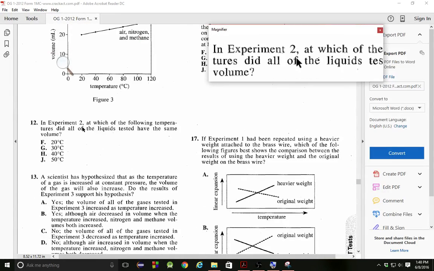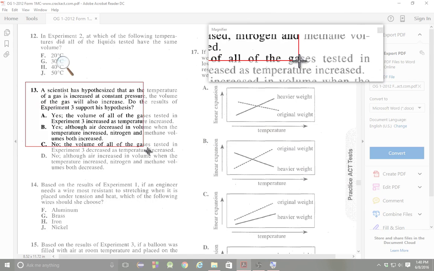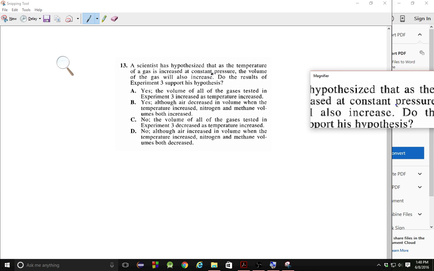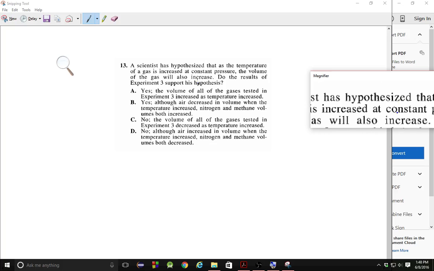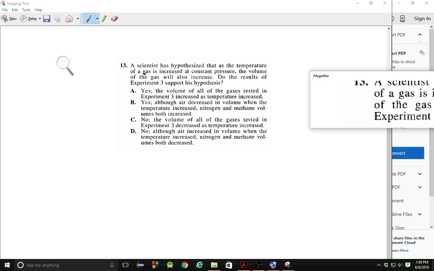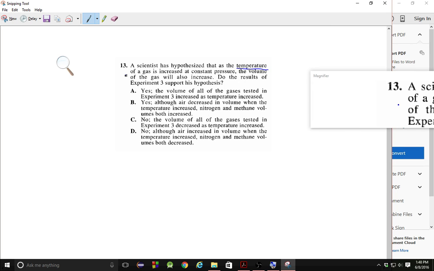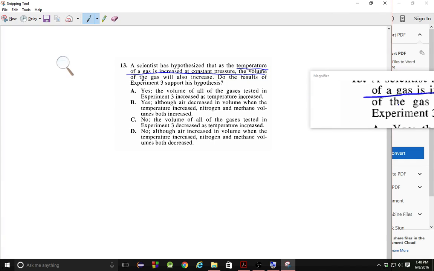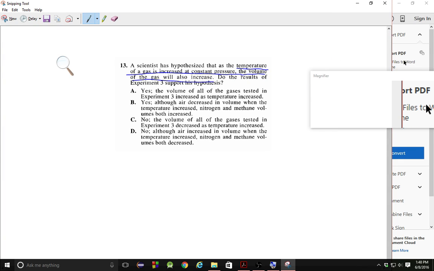In Experiment 2, which of the... Oh wait, we already just did that. So let's do the next one. A scientist has hypothesized that as the temperature of a gas is increased at constant pressure, the volume of the gas will also increase. Do the results of experiment 3 support this hypothesis? So as temperature of a gas is increased at constant pressure, volume will also increase. Let's look at experiment 3 and see if it supports this hypothesis.